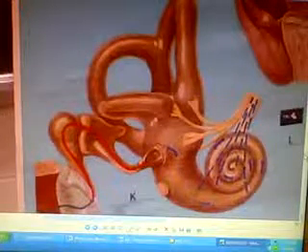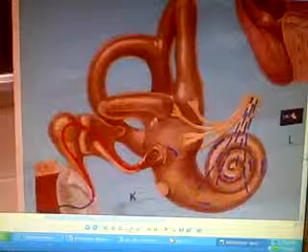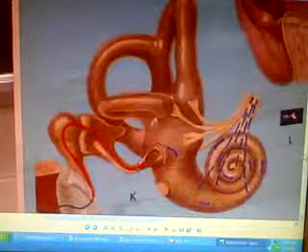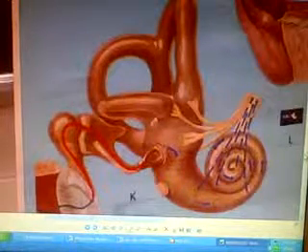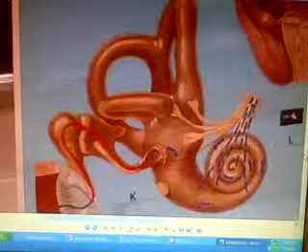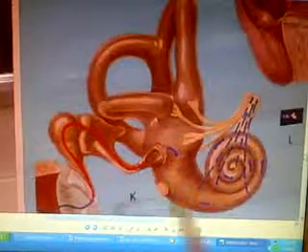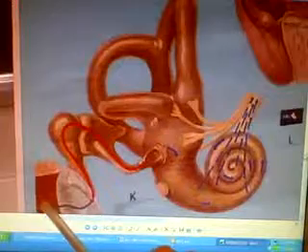Okay, here we have the portion of the middle ear, and we're going to start at the tympanic membrane that leaves right from the external auditory canal, which would be over here.